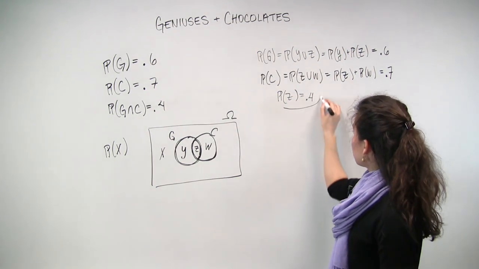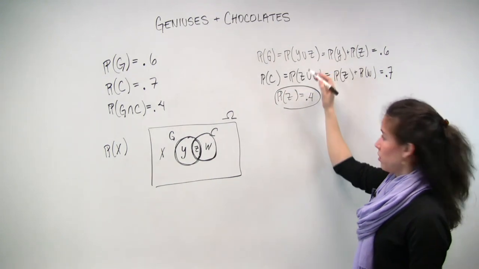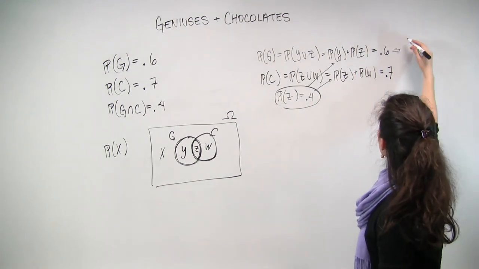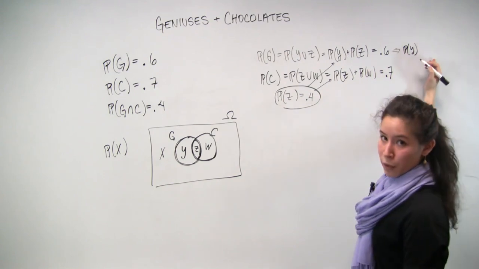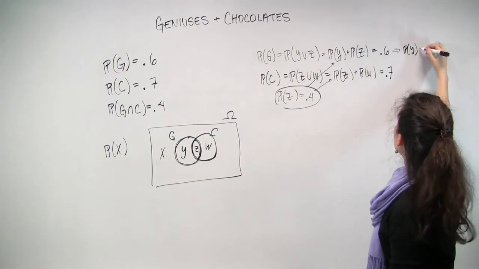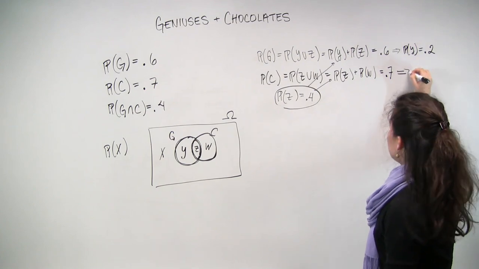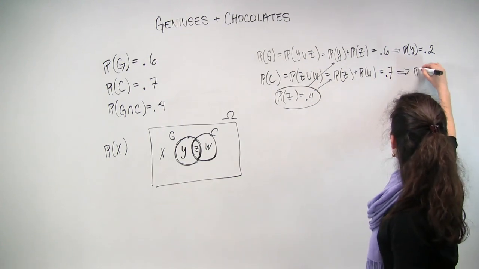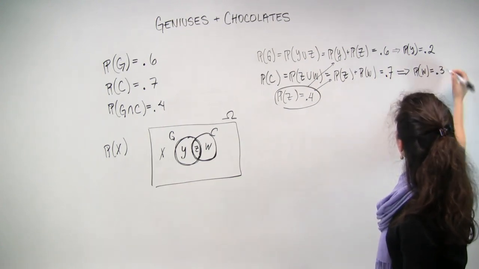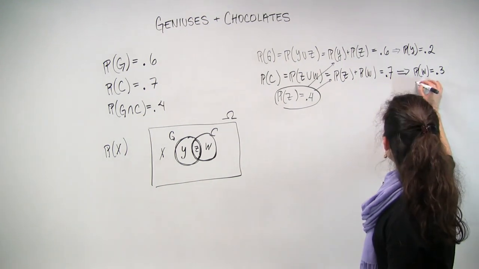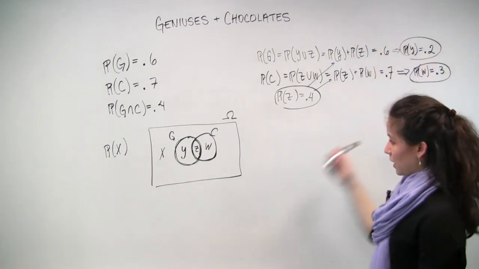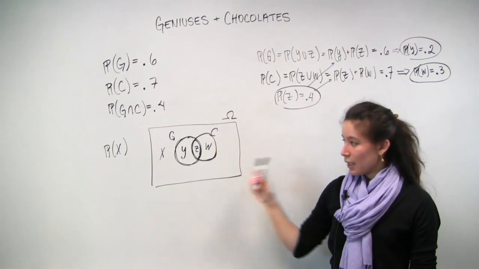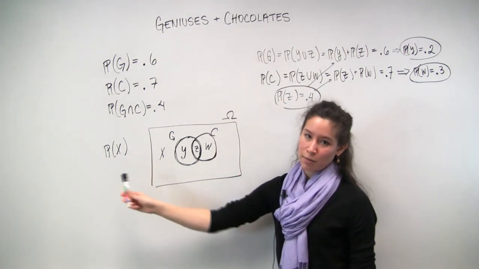And now, if you notice, the probability of Z shows up in these two equations, so we can just plug it in. Plugging 0.4 into this equation, we get P of Y plus 0.4 is 0.6, so that implies that P of Y is 0.2. That's just algebra. And similarly, we have 0.4 plus P of W is equal to 0.7, so that implies that P of W is 0.3. Again, that's just algebra. So now we're doing really well because we have a lot of information. We know the probability of Y, Z, and W. But remember, we're trying to find the probability of X.